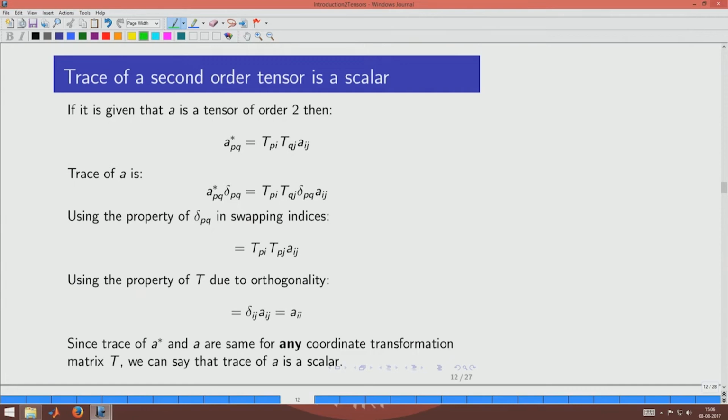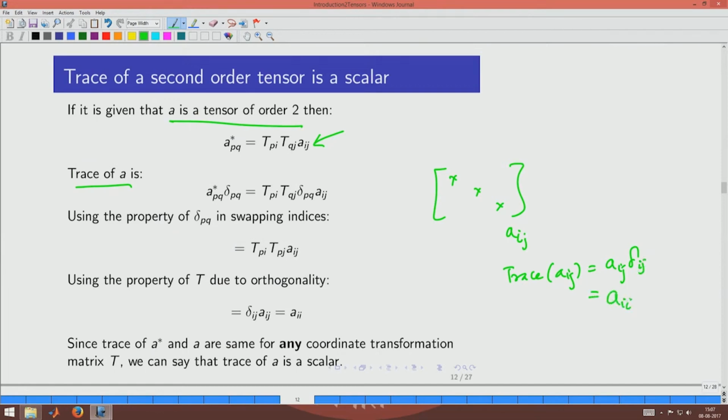The way it works is as follows. If A is a tensor of order 2, we write this definition and then see what a trace is. The trace is nothing but the sum of the elements on the diagonal. So, these three sum. Which means that if Aij is a matrix, then the trace of A is nothing but Aij delta ij, which is nothing but Aii. That is what we are doing here.